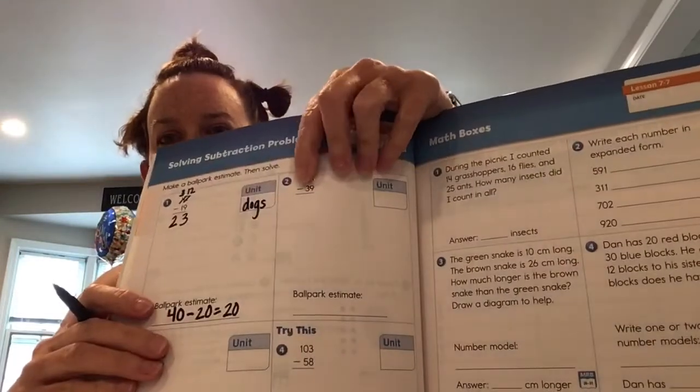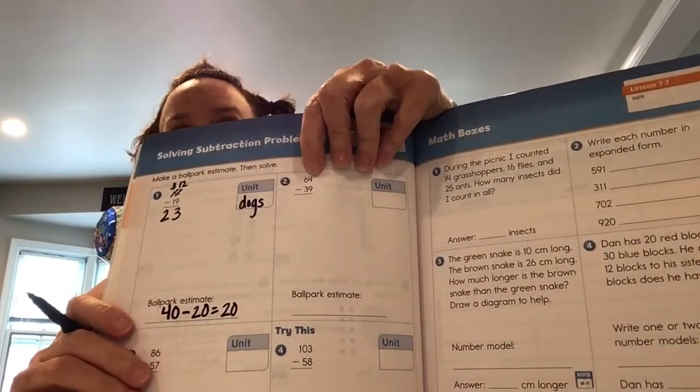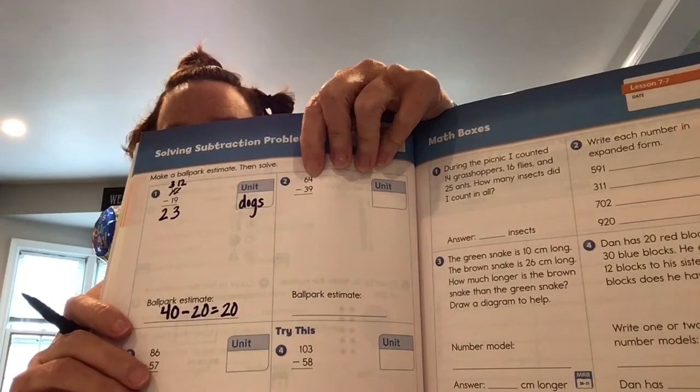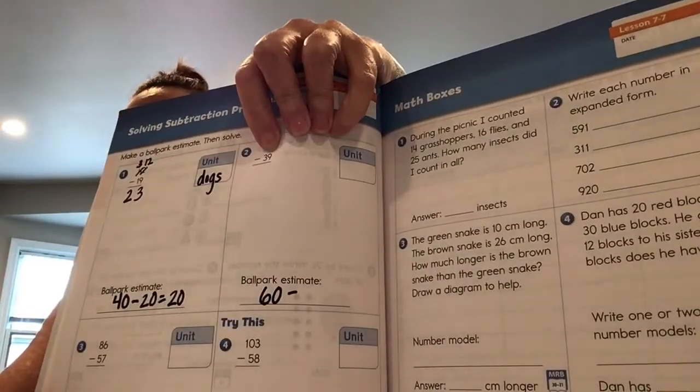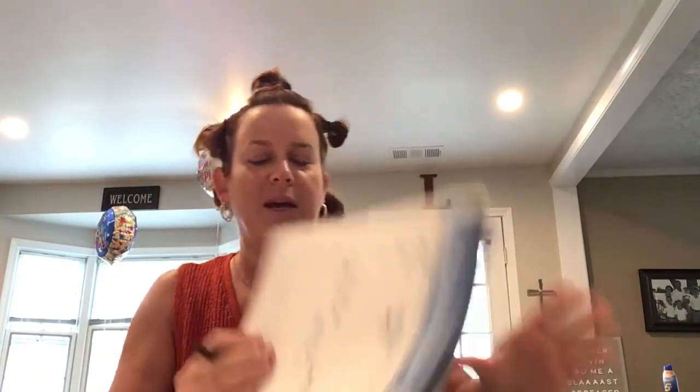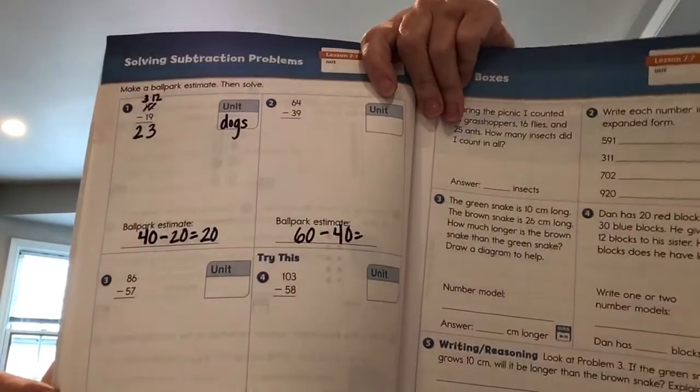Okay, we've got 64 minus 39. So again, we start with the ballpark estimate. We think 64. The 2 multiples of 10 that it's between are 60 and 70, but it's closer to 60. So I put down the 60. I'm going to estimate 39, which is between 30 and 40. I'm going to say that's closer to 40. So my ballpark estimate is 60 minus 40, which is, again, 20, the same estimate as the last time.